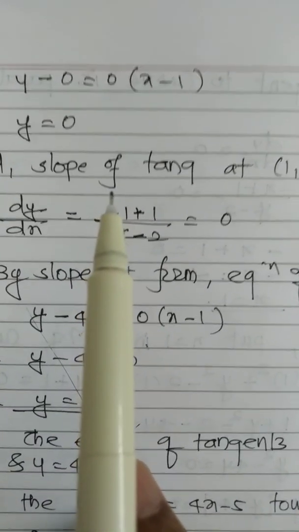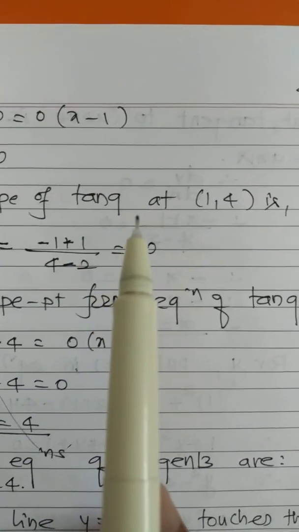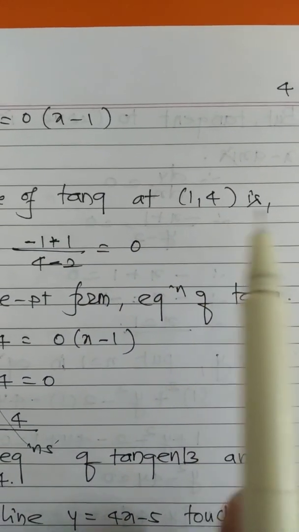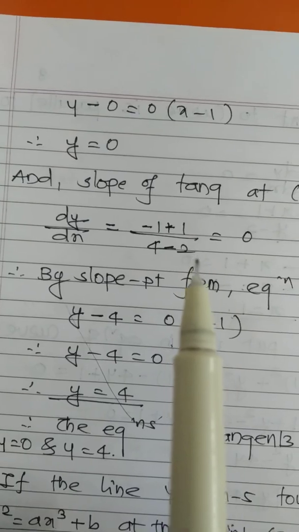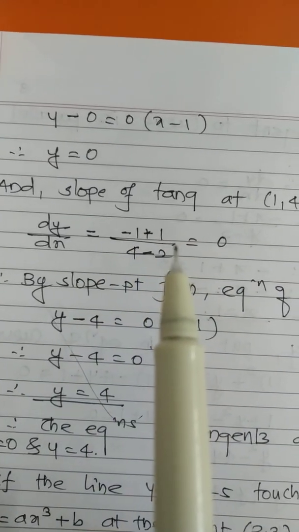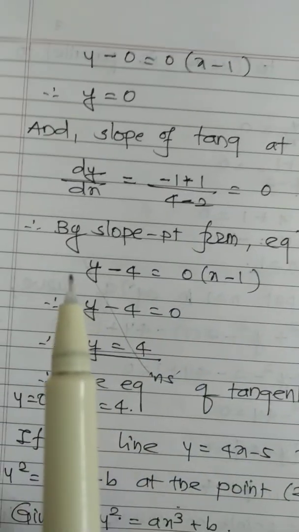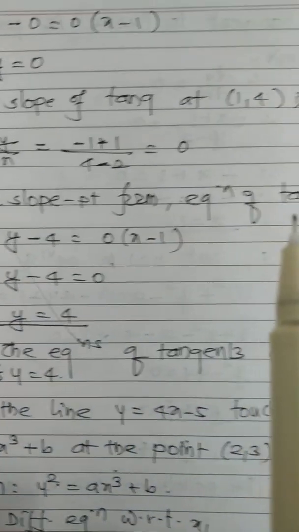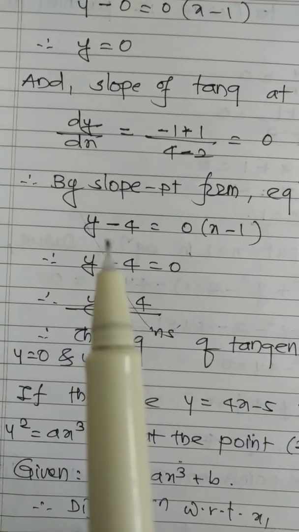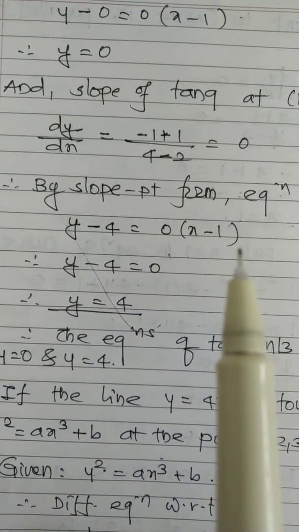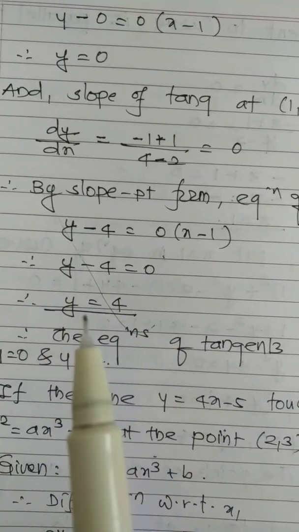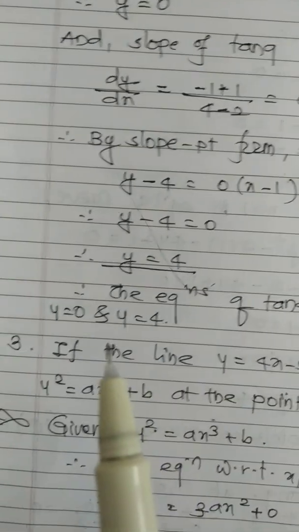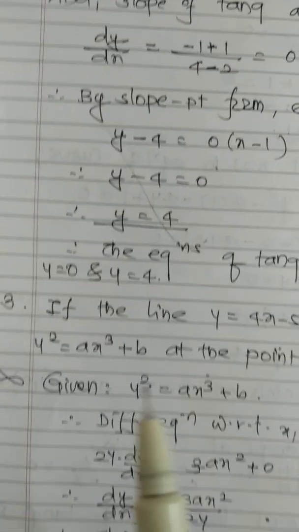Again, for the next point we have to calculate the slope. The slope of tangent at point (1, 4) is dy/dx equals (-1 + 1)/(4 - 2). But at the top, -1 + 1 is 0, so 0 upon anything equals 0. Again by slope point form, the equation of tangent is y - 4 equals 0 into (x - 1). Again on the right hand side, 0 into anything equals 0. So y - 4 is 0, so y equals 4. Therefore the equations of tangents are simply y equals 0 and y equals 4, which are definitely parallel to the x-axis.